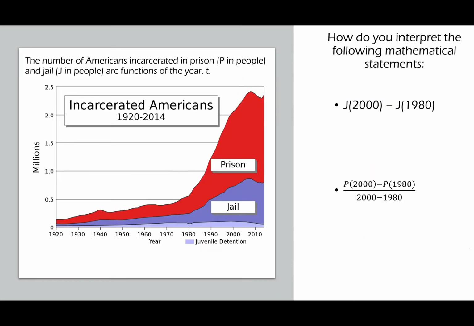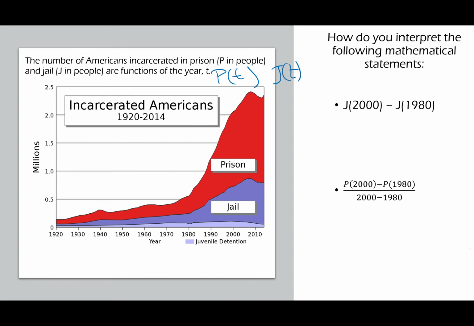Our next example is also a graph. This one represents the number of Americans incarcerated in prison, P in people, and jail, J in people, and these are both functions of the year. So we have two functions here that we're dealing with, P of t and J of t.